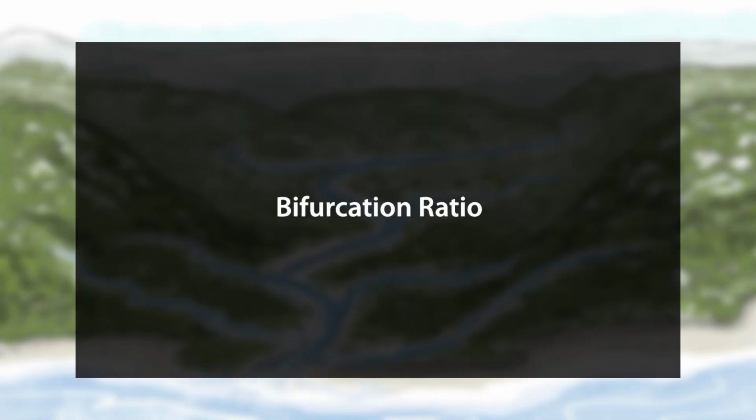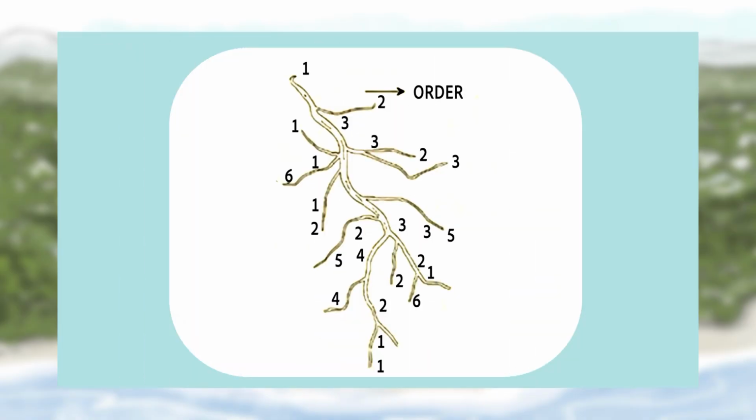The sixth parameter is bifurcation ratio. Horton in 1945 introduced the fundamental morphometric parameter bifurcation ratio to express the ratio between the number of streams of one order and the number of streams of the next higher order in the drainage basin. It is one of the most important indices used to evaluate the branching pattern of a drainage network, the degree of structural control, the maturity of the basin and the geological setting.